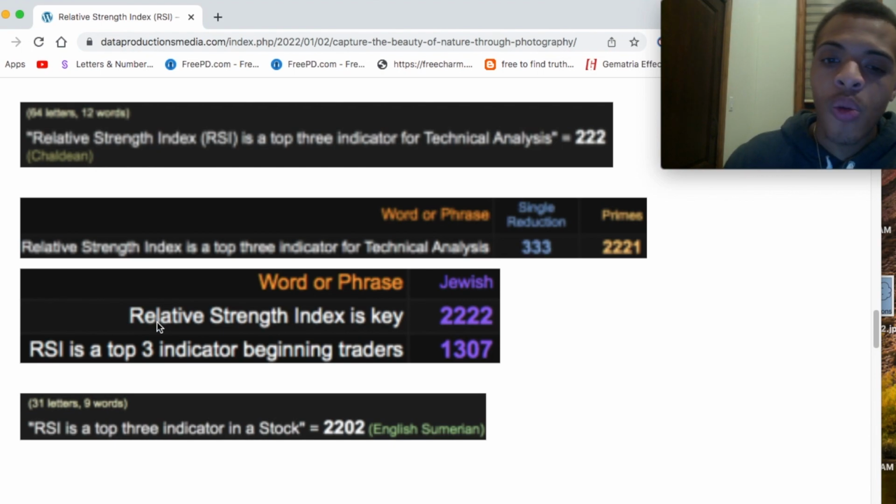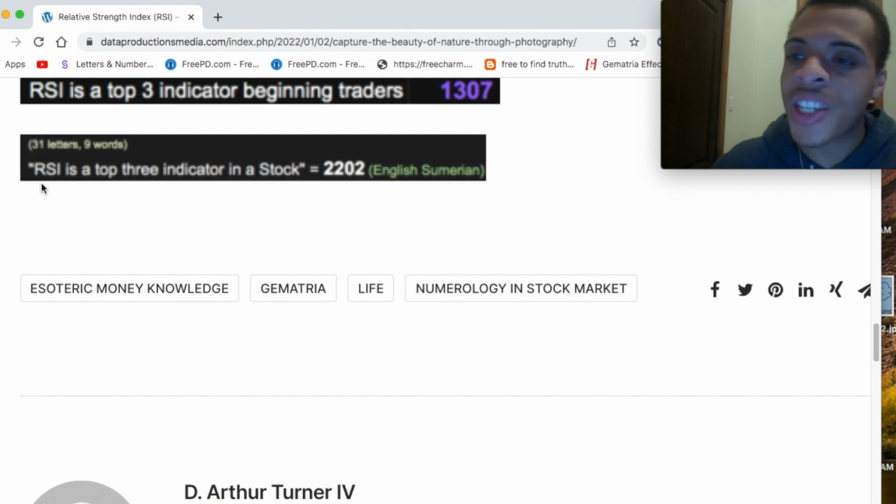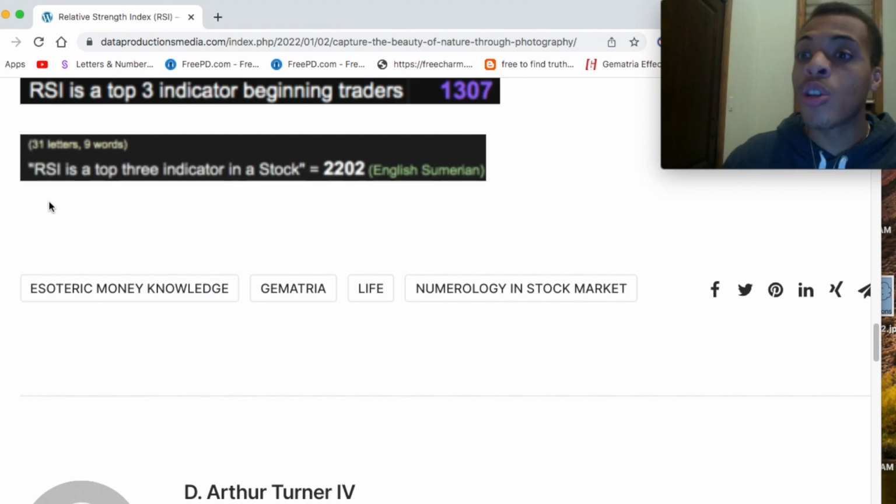Beginning traders, 1,307, 137 in the Jewish. RSI is a top 3 indicator in a stock, 2,202 in English Sumerian. Hopefully you guys learned a lot from this.